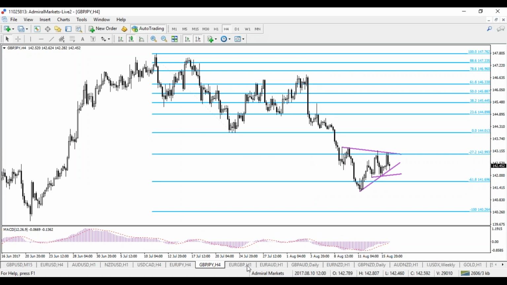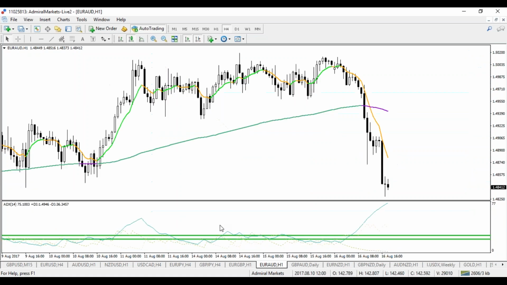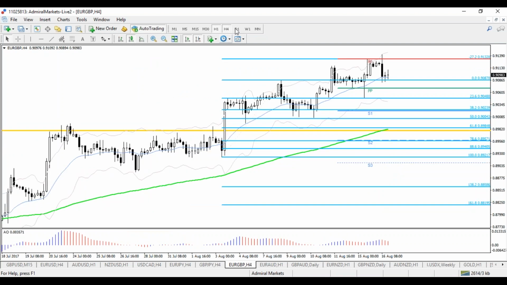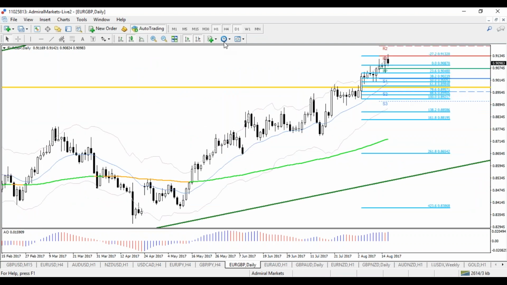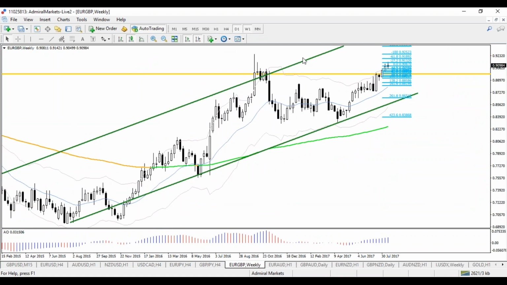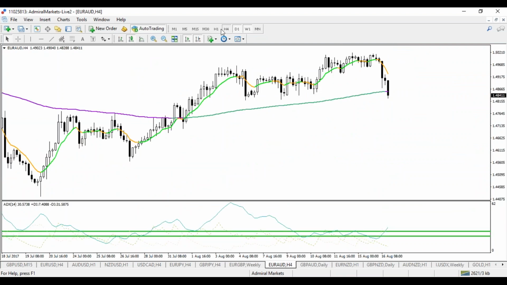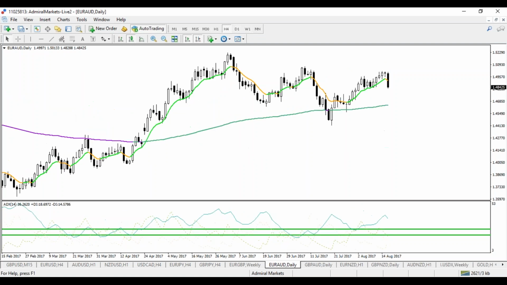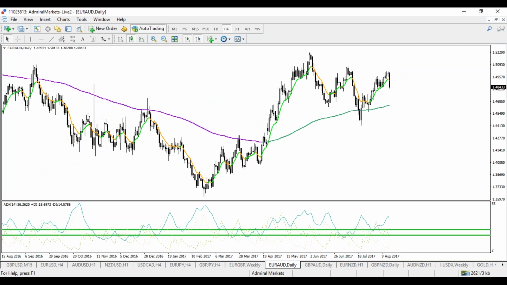Alrighty, let's see. We talked about most of the majors here. Euro pound still pushing higher. Pound aussie and euro aussie moving down nicely. And the euro aussie specifically looks like it's not able to break above resistance.